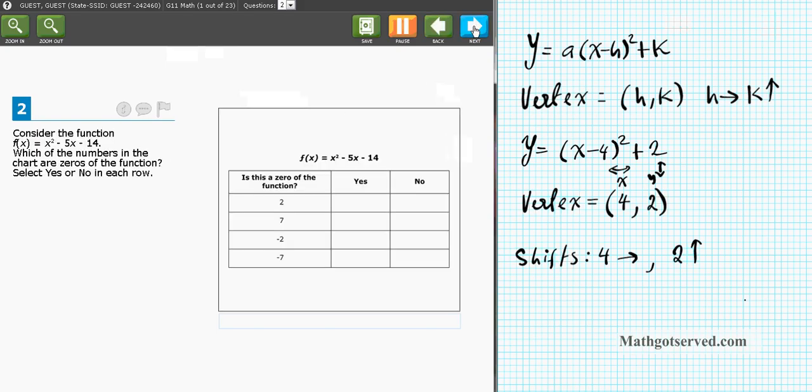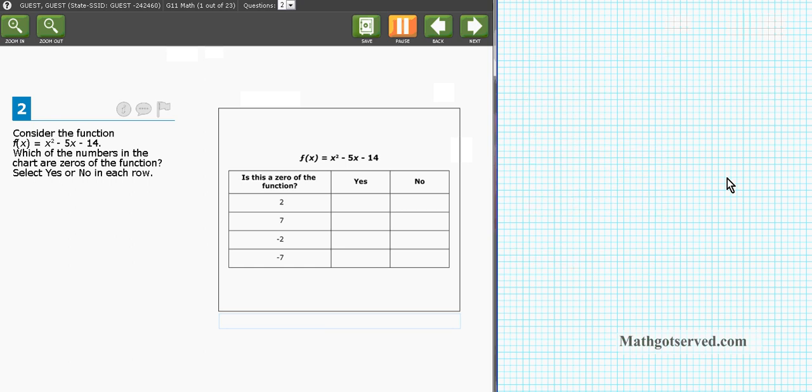Let's take a look at question 2. Question 2 says, consider the function f of x equals x squared minus 5x minus 14. Which of the numbers in the chart are zeros of the function? Select yes or no for each row. By clicking on each row, you can select yes or no.